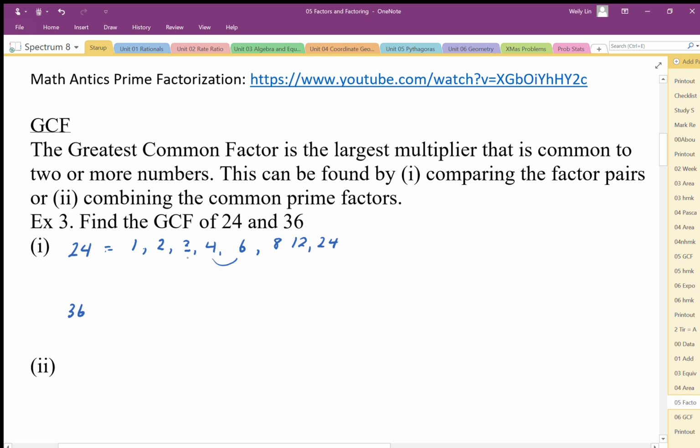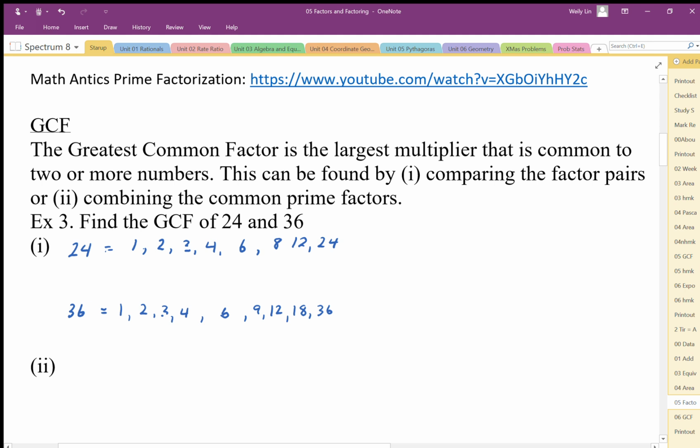So these represent all the factors, and they come in pairs. All of them represent factors. And I'm going to do the same thing here for 36. I'm going to go 1 and 36, 2 and 18, 3 and 12, 4 and 9, and then we have 6 and 6, so I'm just going to have the 6 in the middle.